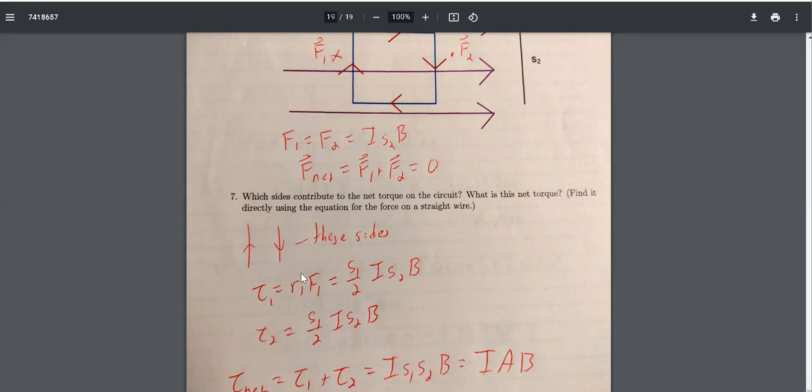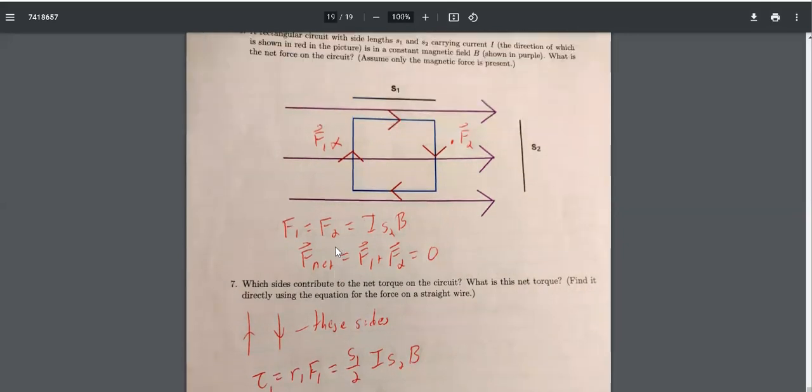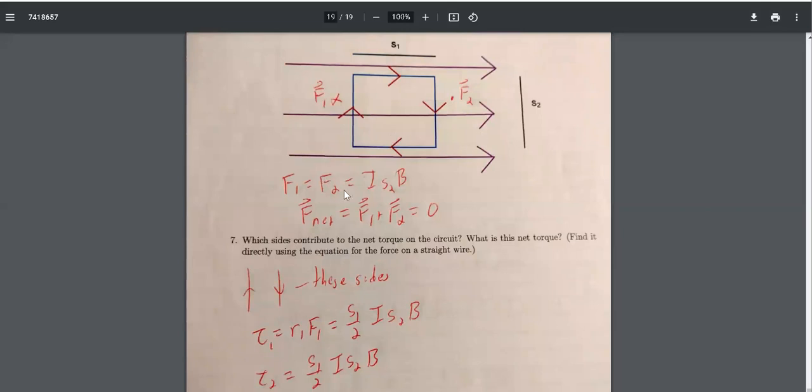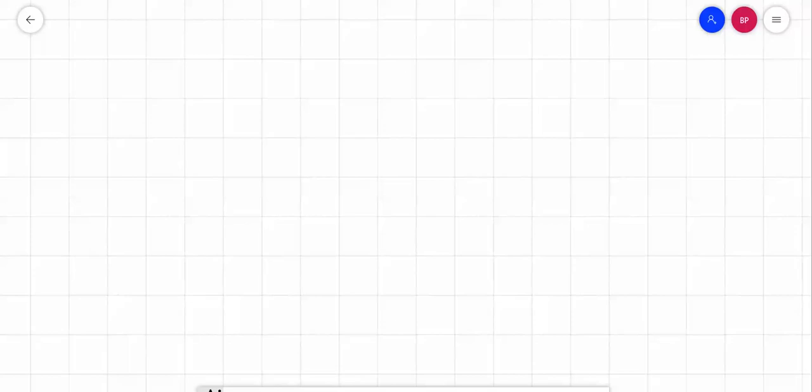Torque is usually given by R, which remember is the distance to the axis of rotation, F, which is the force that's causing the torque, times sine of the angle between them. But we can see if we drew this sideways like we did in class today, I guess I can do it. If we draw this sideways from this view, we have F1 that's going down here. And we have F2 that's going up here.